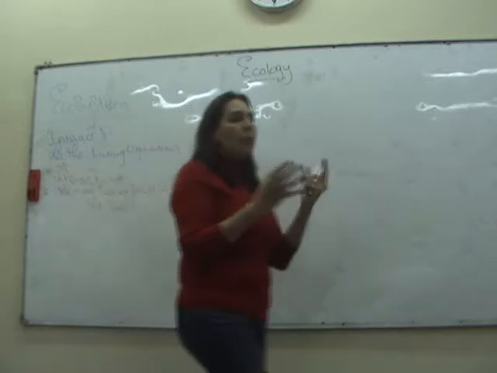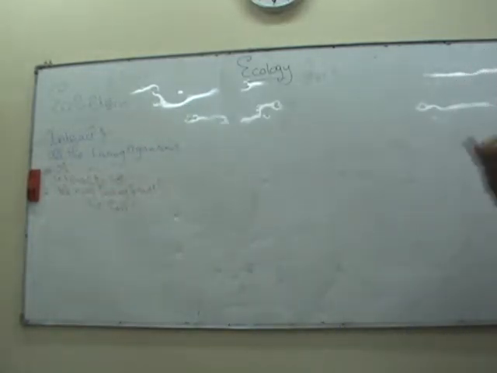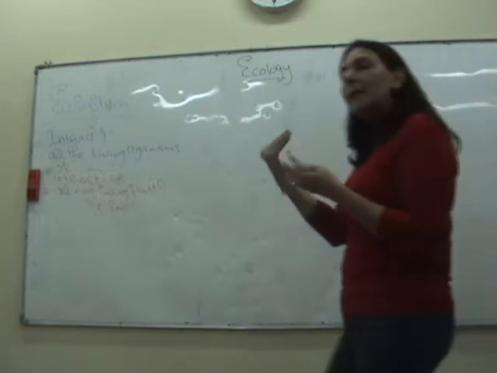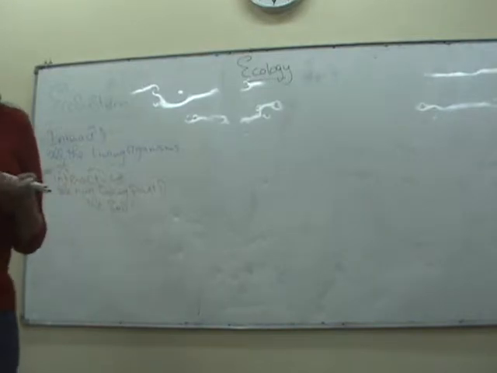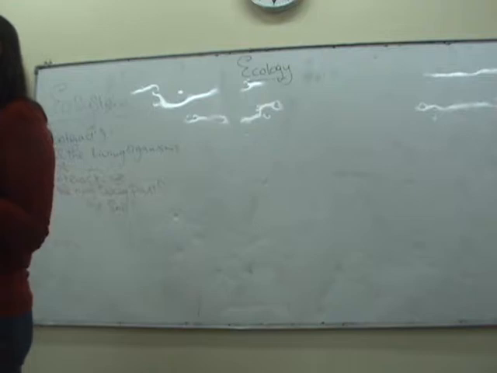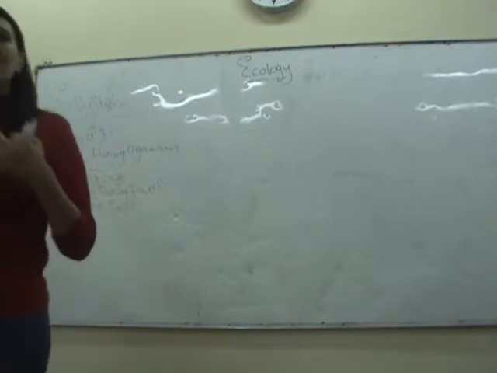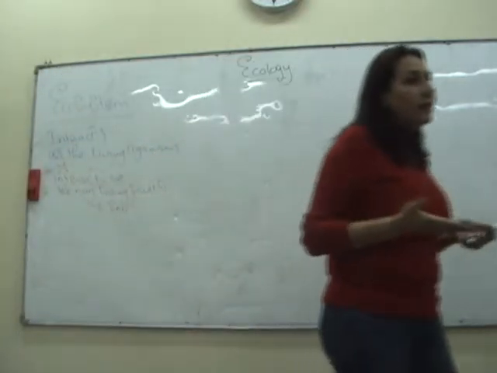So all the living organisms existing in a certain place are interacting together. They depend on each other, and they are interacting with the rest of the environment. The non-living part of the environment will include water, the buildings, the soil, the minerals, the air. So that's the non-living part of the environment.